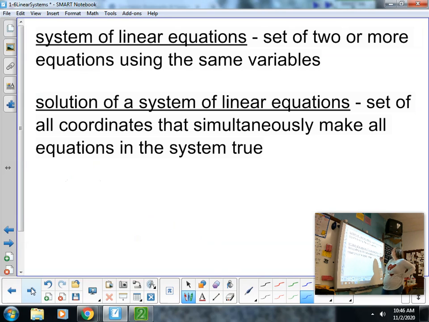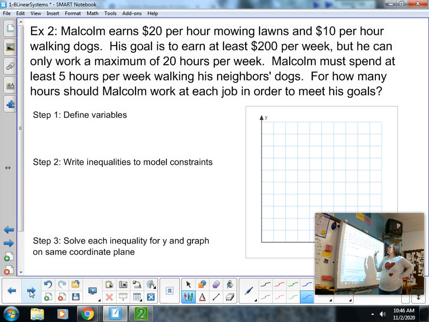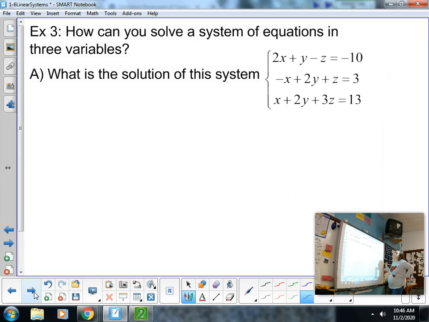So you have this system of linear equations. It's going to be 2 or more equations that are going to use the same variables. There is actually no limit to how many equations you could possibly have, but as a general rule, however many variables you have, that's how many equations you need in order to get a solution. And then your solution of your system is going to be the set of all the coordinates that simultaneously make the equations true. This is the example we're going to skip because this deals with some inequalities. So we're going to skip on to that, and we are going to example 3.